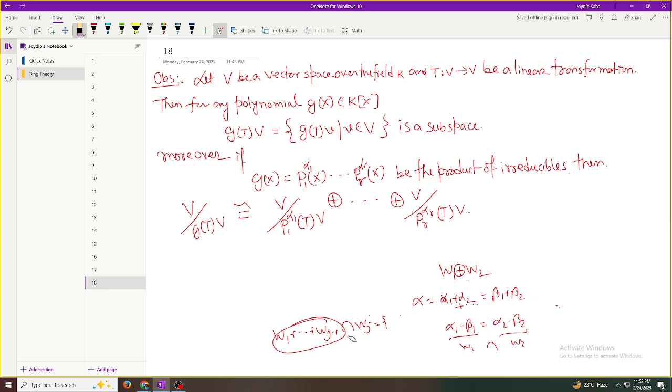Now for all j equals 2 to r, that is, as many as we have to define.